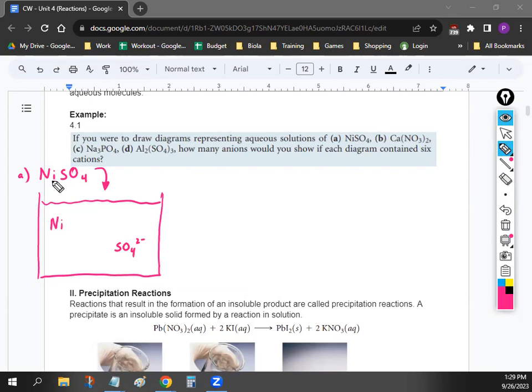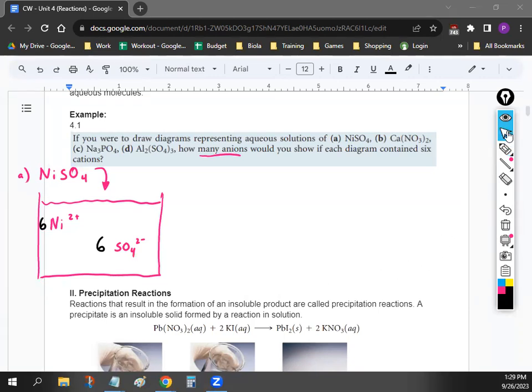And there's only one nickel balancing it out. So what's the charge on nickel? 2 plus, good. That's what will happen when you put nickel sulfate inside of water. Now we want to look at the second part too. How many anions would you show if each diagram contains 6 cations? Let's say that we had 6 nickels in there. How many sulfates will we end up with? 6, yeah, 1-to-1 ratio. Make sense? Okay.